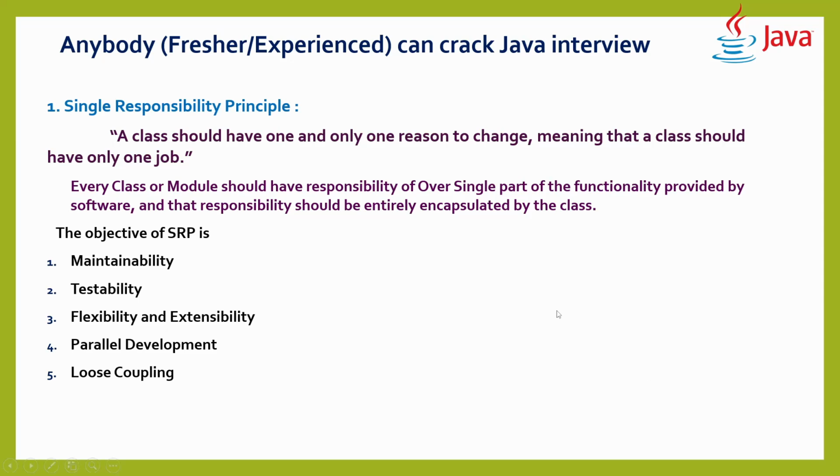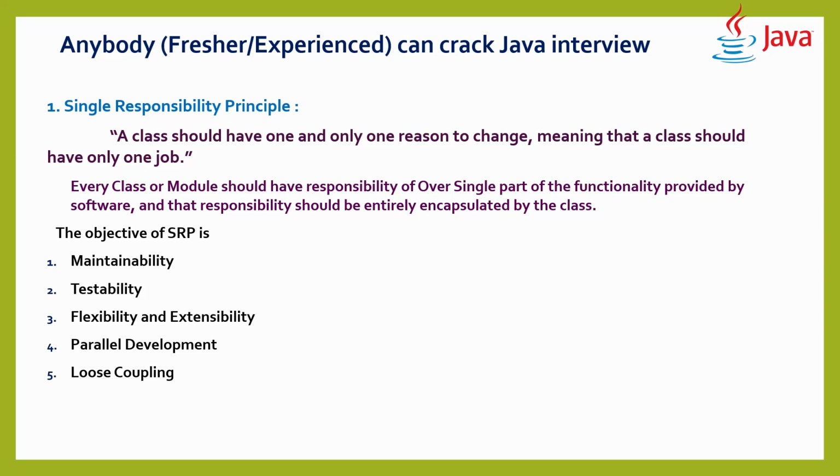The main objective of the single responsibility principle is that if a class has only one reason to change, that means one functionality, then it is very easy to maintain, very easy to test, and it has flexibility and extensibility. In software, end users or business owners might need to extend features. If there is only one reason to change, we can easily extend the current feature.